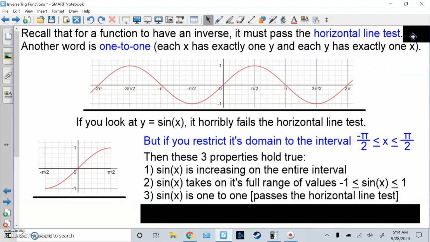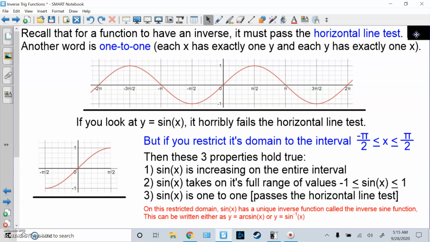So there are three properties that hold true. Sine of x is purely increasing. It uses the entire range of values for sine of x from -1 to +1, just like the unit circle. And sine of x is one-to-one. It passes the horizontal line test. Each x is exactly one y, and vice versa, each y is exactly one x.